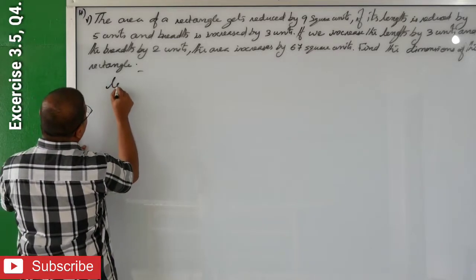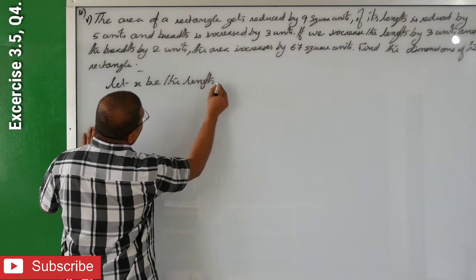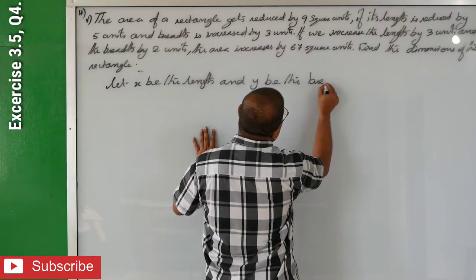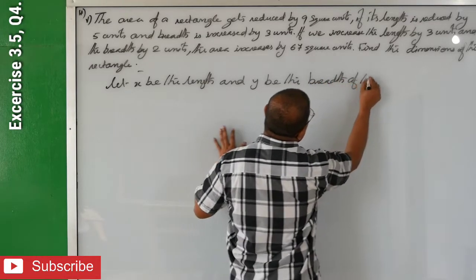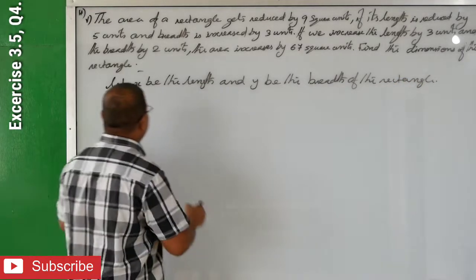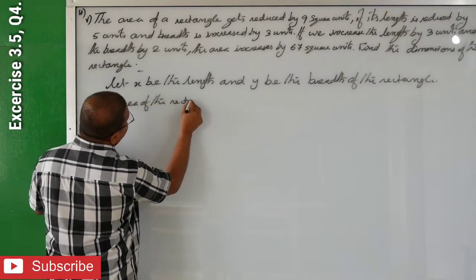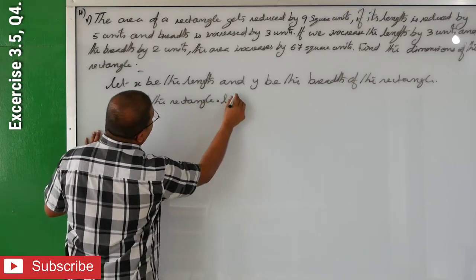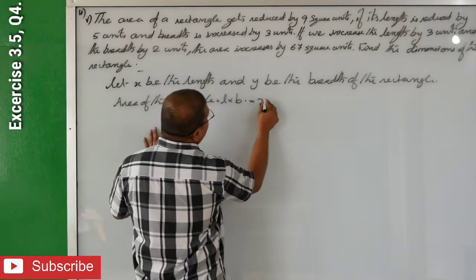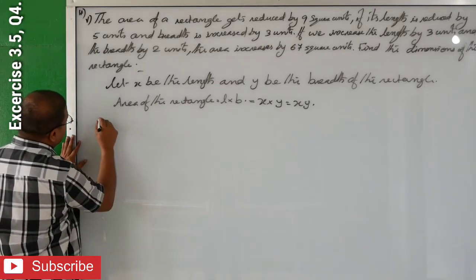So we'll write, let x be the length and y be the breadth of the rectangle. And we know that area of a rectangle, what is the equation? Area of the rectangle equals length into breadth. That means area equals length into breadth, x into y, that is xy. Ready?